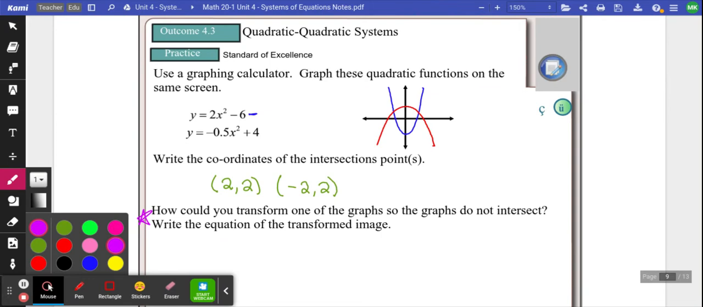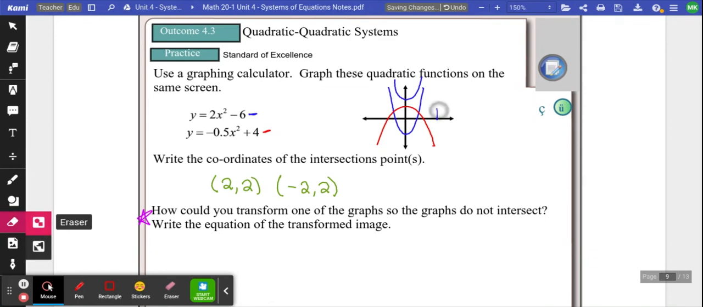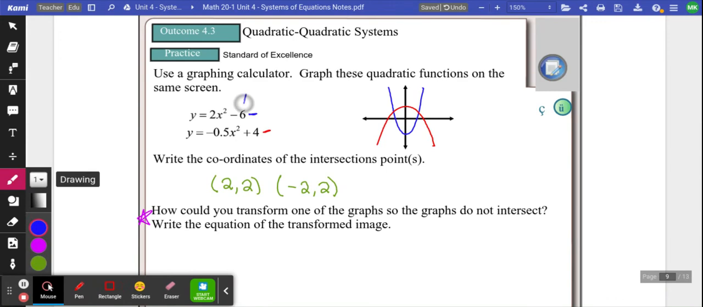The most common answers that I get is that you could change the y-intercepts of those values. So if you look at that blue one, for instance, if I was able to take that blue equation and just shift it upwards so that it was like this, that would no longer have any intersection points. And the way you could transform it upwards is by changing the y-intercept, which is our constant value right there.